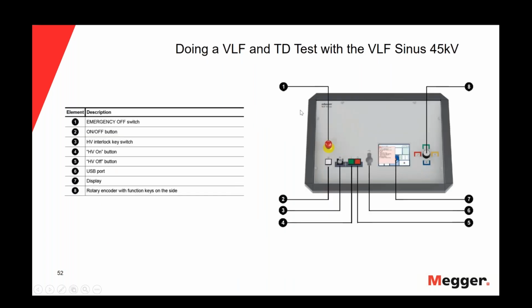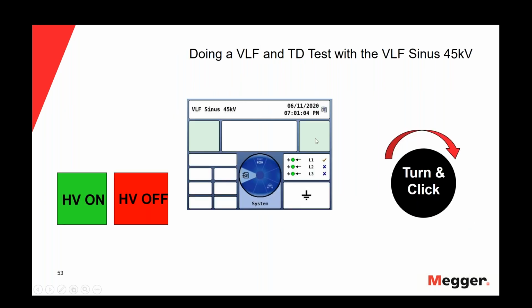In the control panel, we have, of course, the emergency off button, the on-off button, and the high voltage interlock key. The high voltage on is the green button. The high voltage off is the red one. We have the USB port, the display, and this rotary knob or rotary encoder will help me to go through all the software in my VLF. So I'll try to replicate in this slide the buttons and the controls that I need to operate my VLF. The first thing that I need to do is to turn my rotary knob to select the test option.